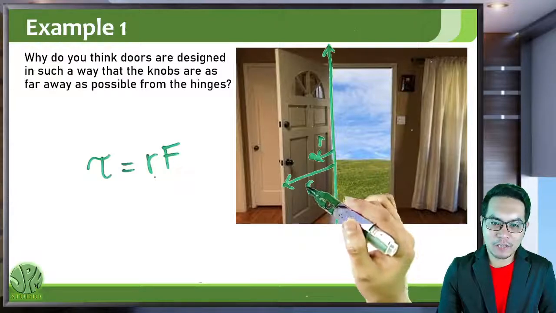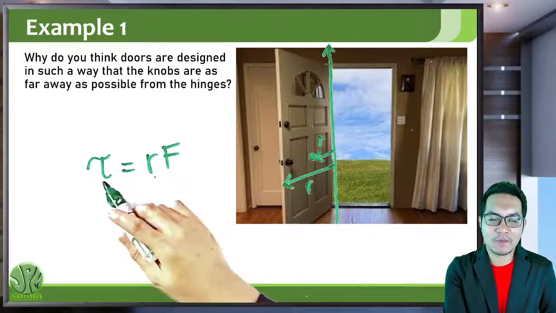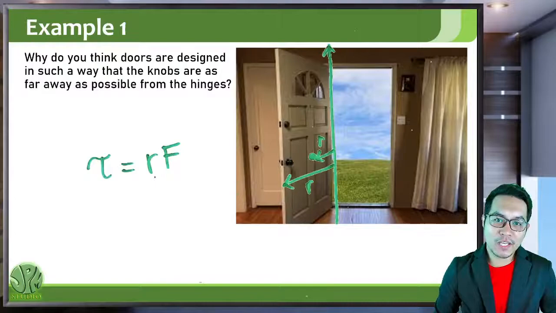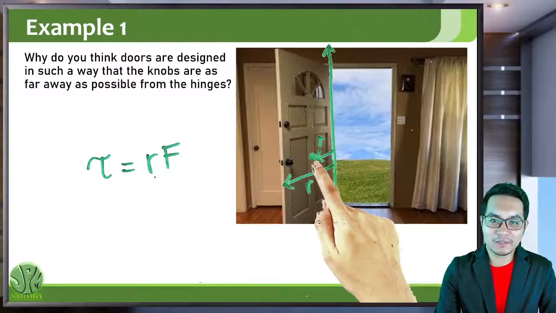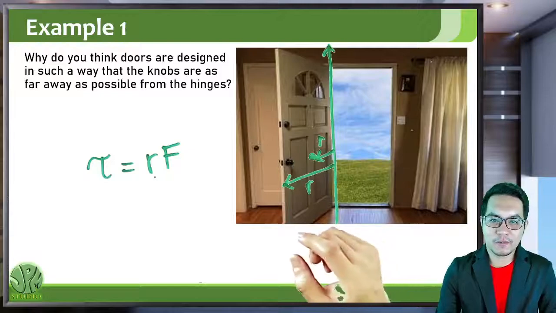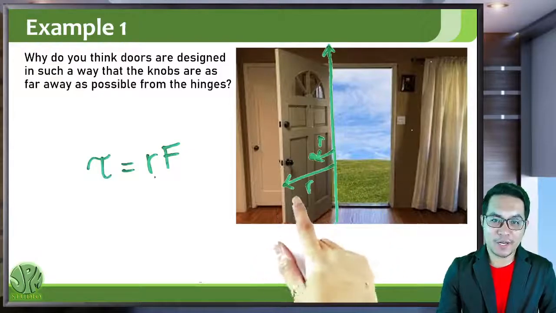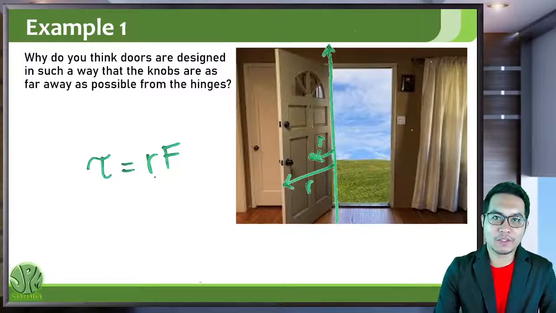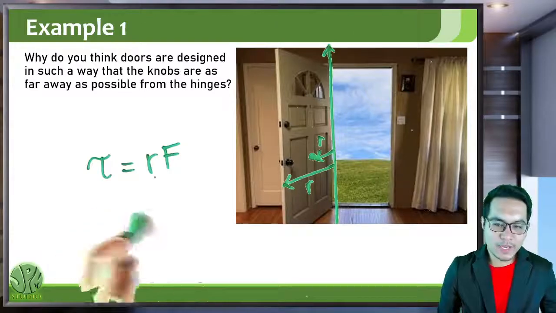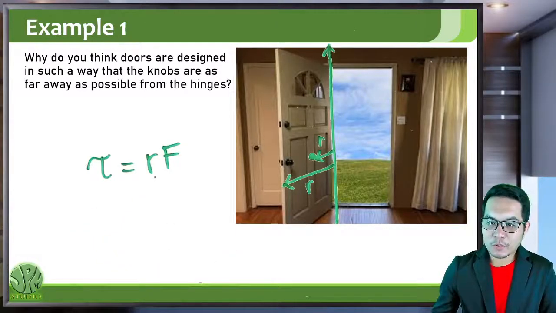And that will give you the largest R, and that will give you also the largest torque, meaning the largest tendency to rotate. If you put the doorknob at the middle and exert the same force, the tendency to rotate will be just half as compared to a doorknob placed at the edge of the door. So it obeys the torque principle.